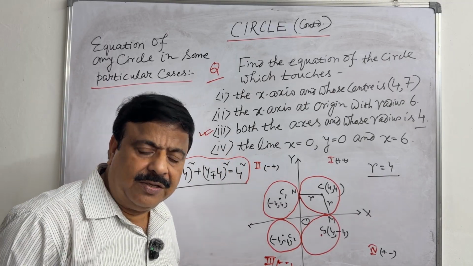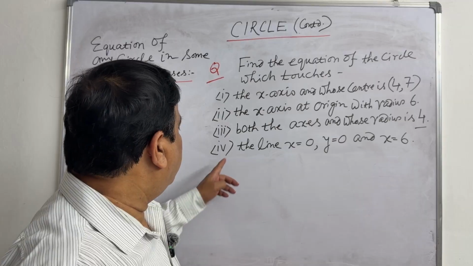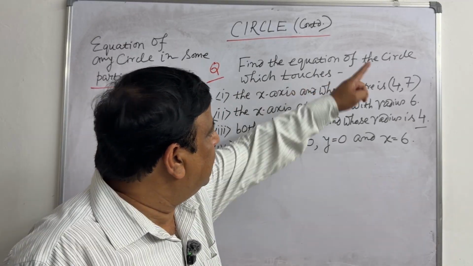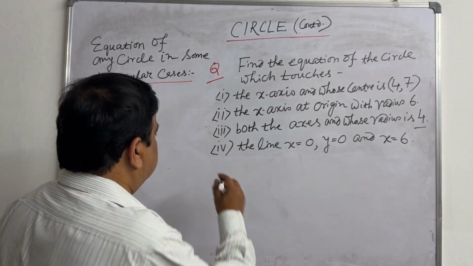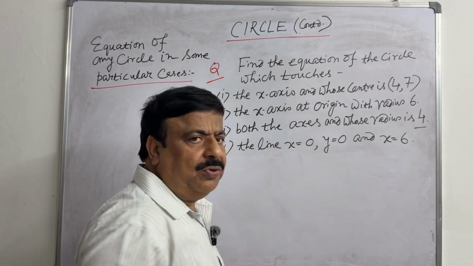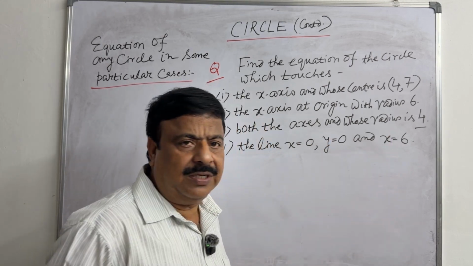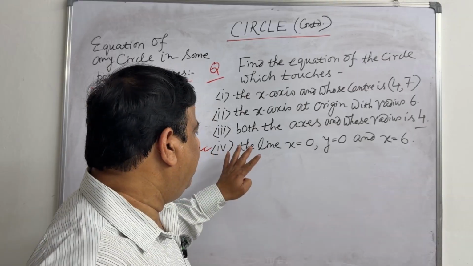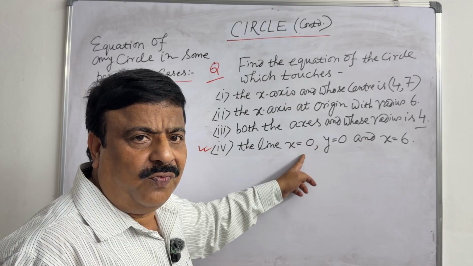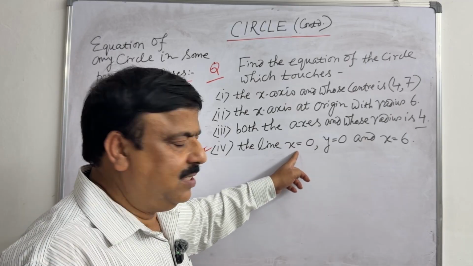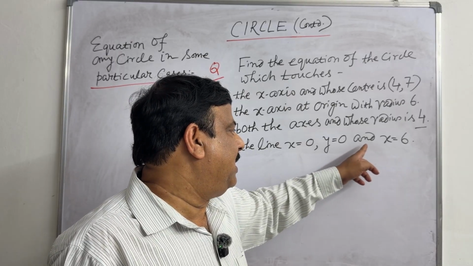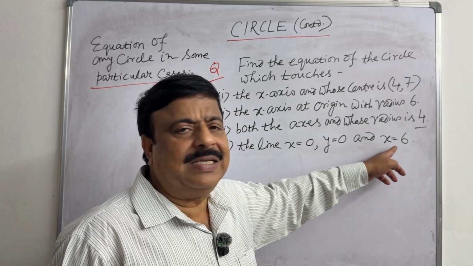And now we will solve the fourth part of the question. Now we will solve part 4 of the question. What is the question? Find the equation of the circle which touches the lines x is equal to 0, y is equal to 0, and x is equal to 6. Okay, the circle will touch 3 lines. One is x is equal to 0, and you know x equal to 0 is the y-axis. Y is equal to 0 is the x-axis, and another line is x is equal to 6.